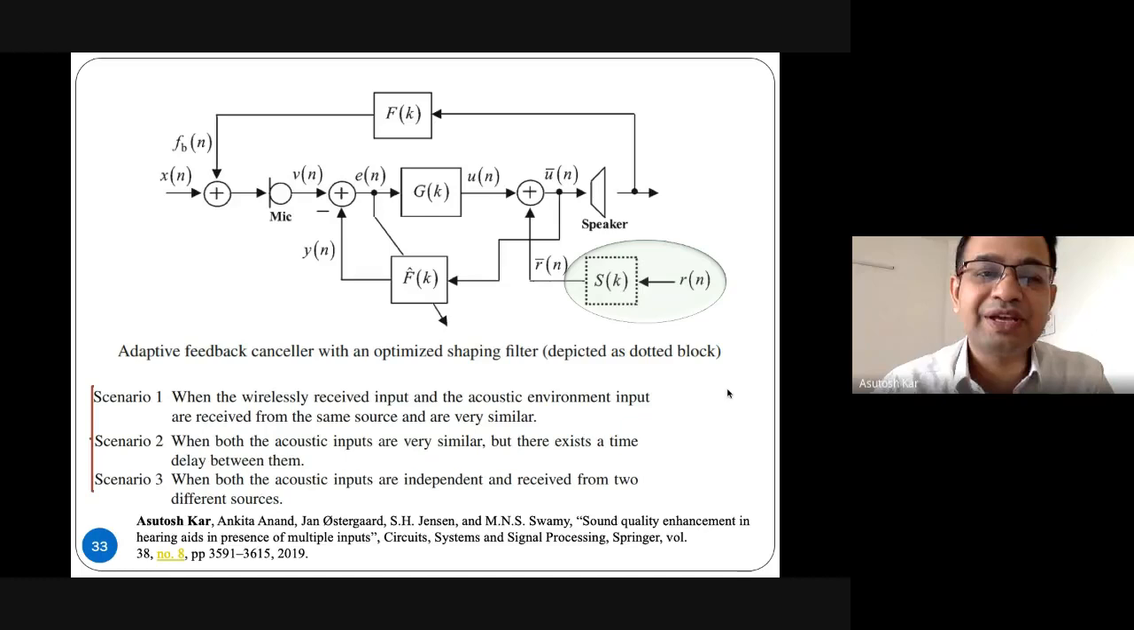Okay, let me continue from slide number 33. We all are on slide number 33 right now. So you can see, this is a BLP. This is what we were discussing. We are all modifying the structure and going for advanced feedback cancellers.